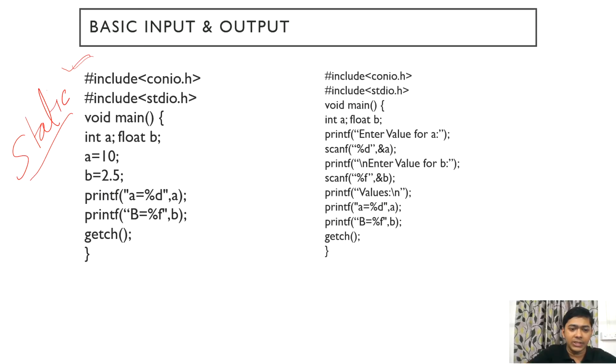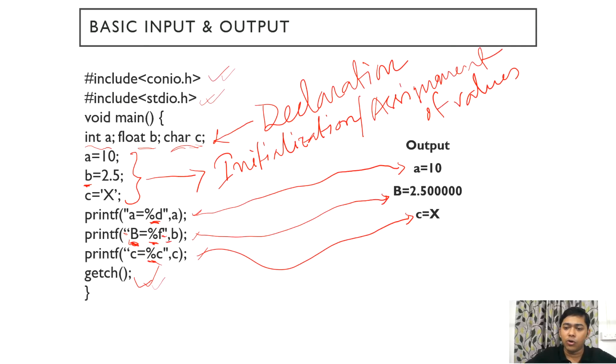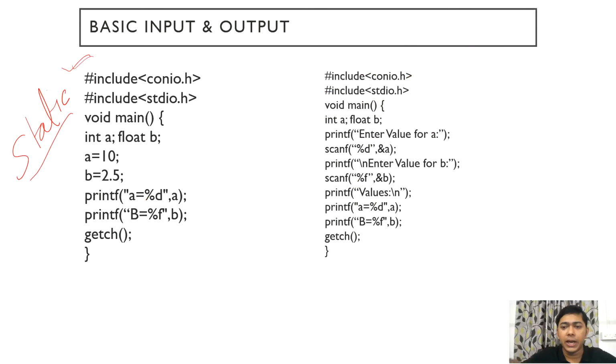Because whenever we execute it, we'll get the same output. This one, we'll always get this output. Whenever we execute this program, we'll always get only this output. Now here I have written a dynamic one. So conio.h, stdio.h, void main as it is, int a, float b.